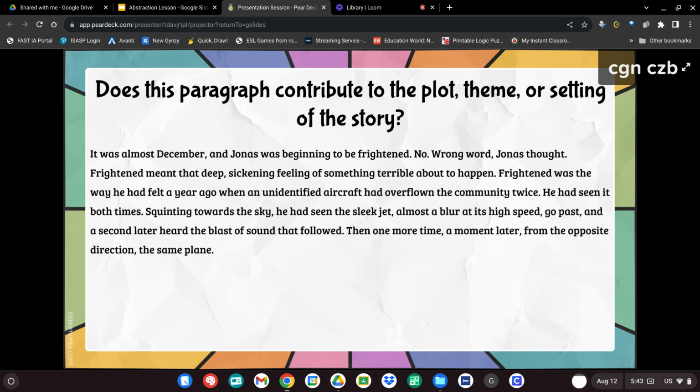So how does this paragraph, or does it, contribute to any of them? Or maybe more than one? Go ahead and think about that and put your answer on your slide. Again, you have a text slide, so type in your answer. And then let's go to the next slide.